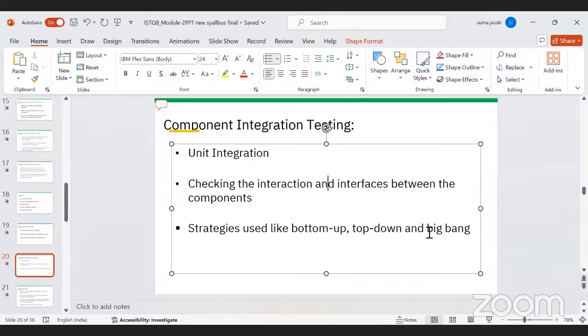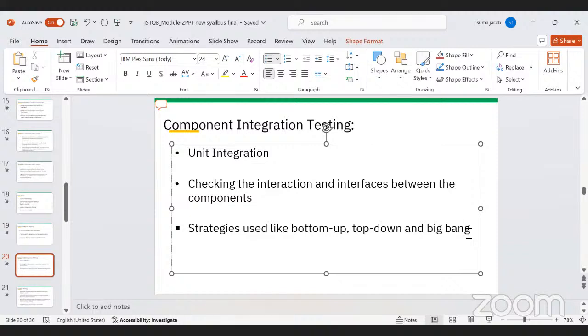So one of the approaches is the big bang approach. What we are doing is integrating different components and then checking if the interactions or integrations are working fine or not. So as per big bang, all the different components are available at once. And then we integrate all these components simultaneously, and then we do the testing. That is called component integration testing using the Big Bang approach. So what happens in the Big Bang approach?